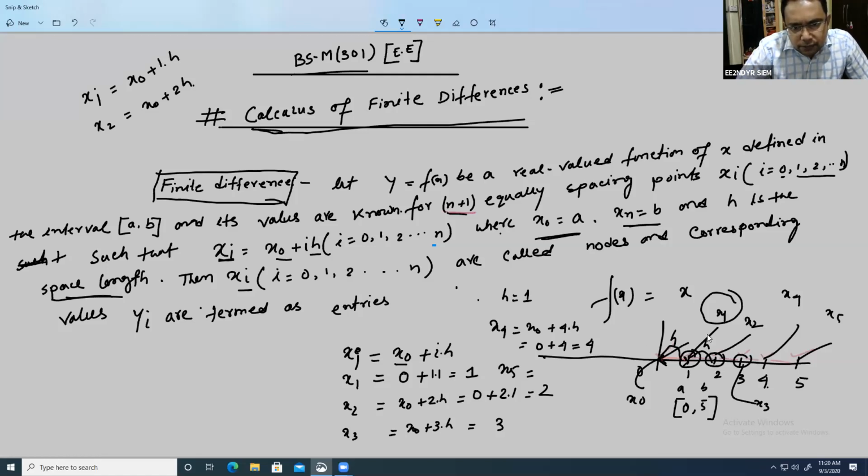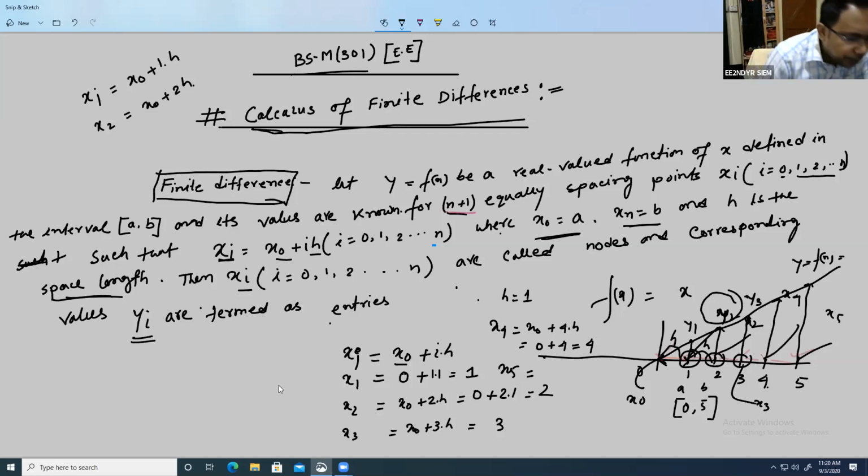Now look at this. If this is my y is equal to f of x curve. If the value is 1, the corresponding value is 1. If the value is 2, the corresponding value is 2. If the value is 3, the corresponding value is 3, and so on. So these y values, the corresponding values yi, are termed as the entries. If this is x1, the corresponding value will be y1. If this is x2, it is y2. If this is x3, this is y3. So this is termed as an entry.